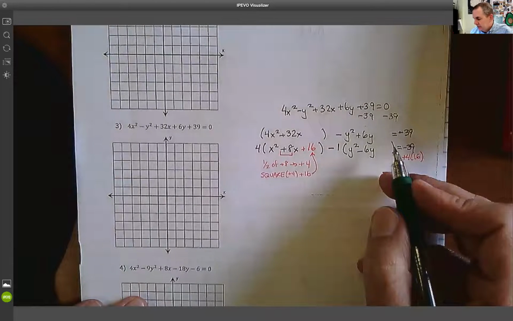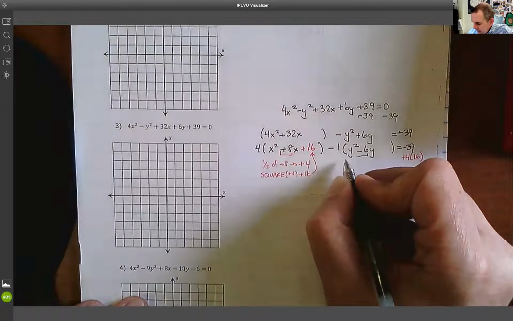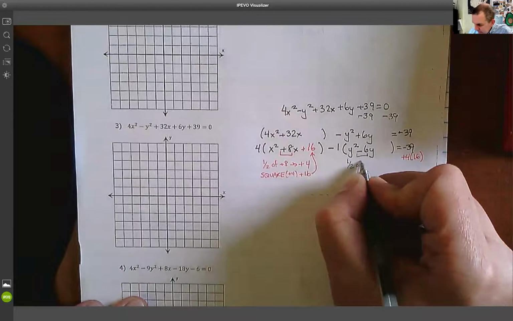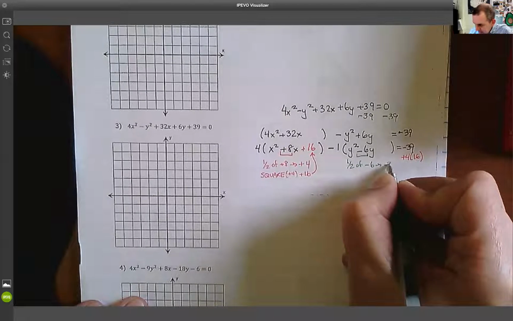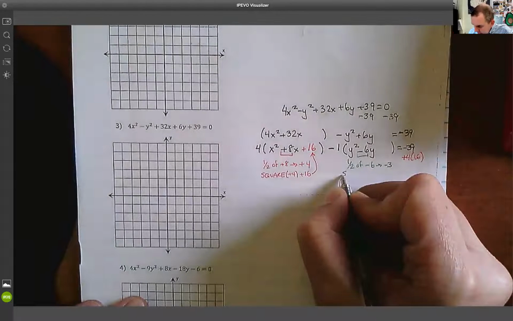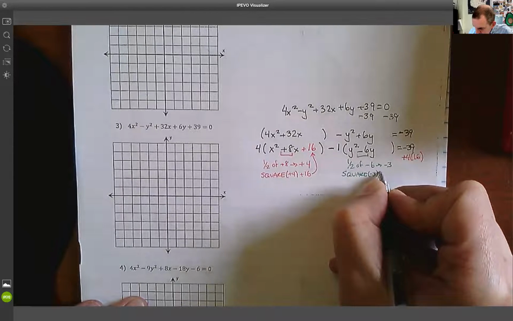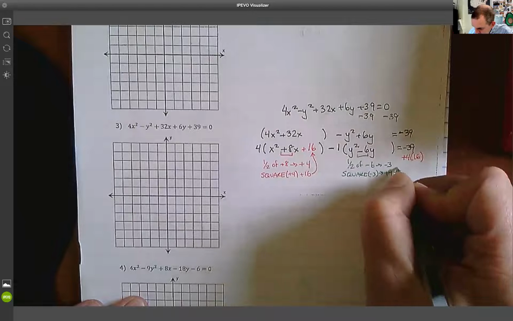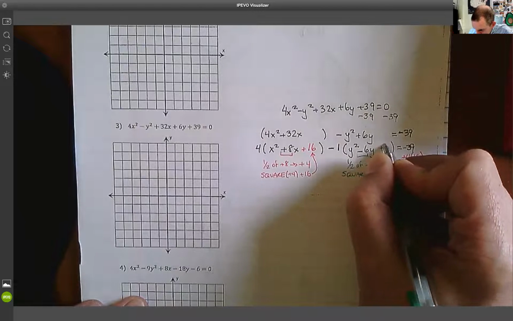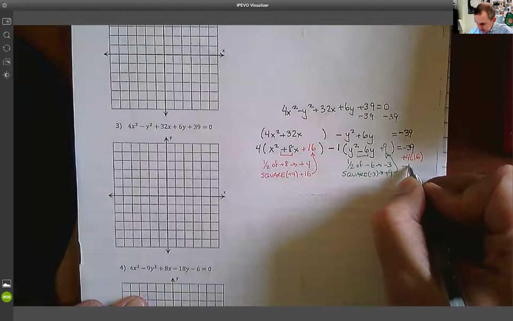Now I want to repeat the process over here. I'm going to take half of negative 6. That's going to give me negative 3. I'm going to square that. And when I square negative 3, I'm going to get positive 9. That's going to go right up here. So positive 9. And this one's going to be minus 1 times 9.